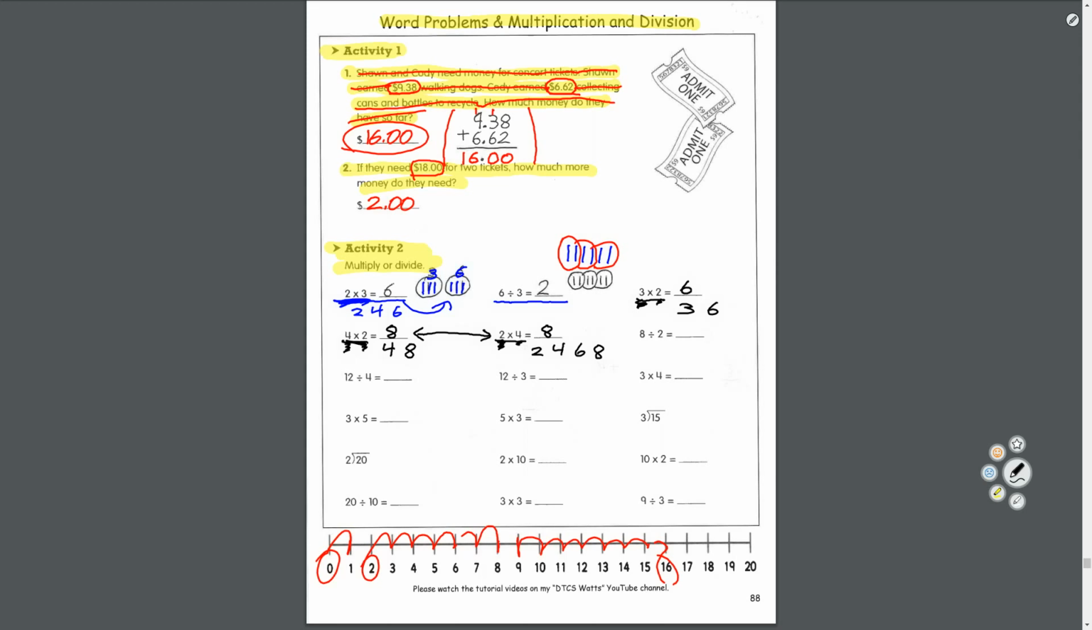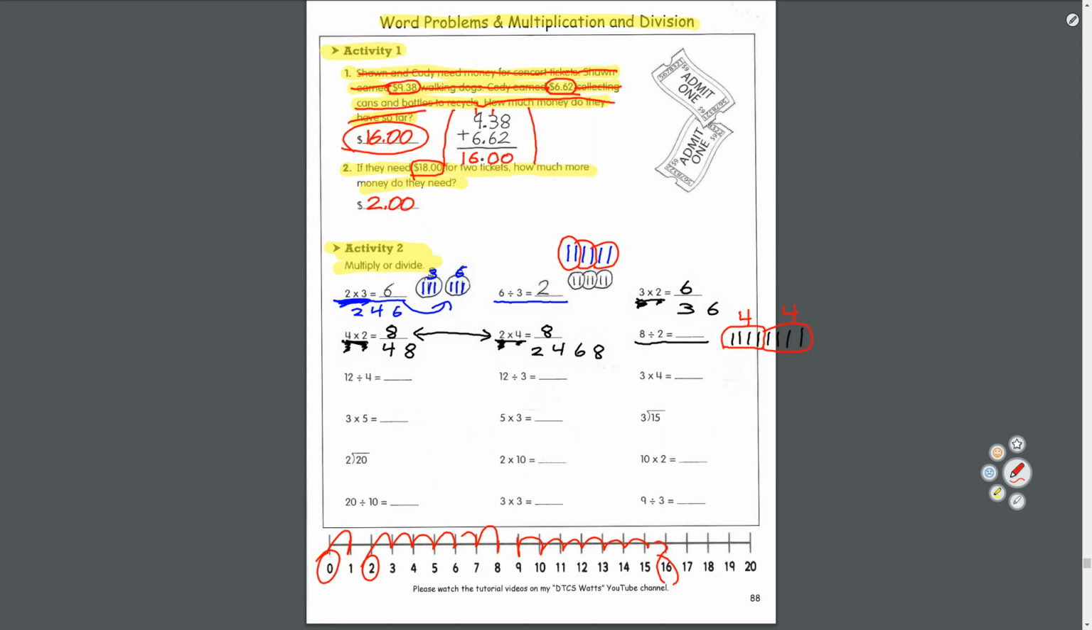Okay, here's a division question. 8 divided by 2. So you can think about it, I have a group of 8. 1, 2, 3, 4, 5, 6, 7, 8. And I want to divide them into 2 groups. So 1, 2, 3, 4, and 1, 2, 3, 4. That's 2 groups. Each group has 4 inside of it. So that means 8 divided by 2 would equal 4.